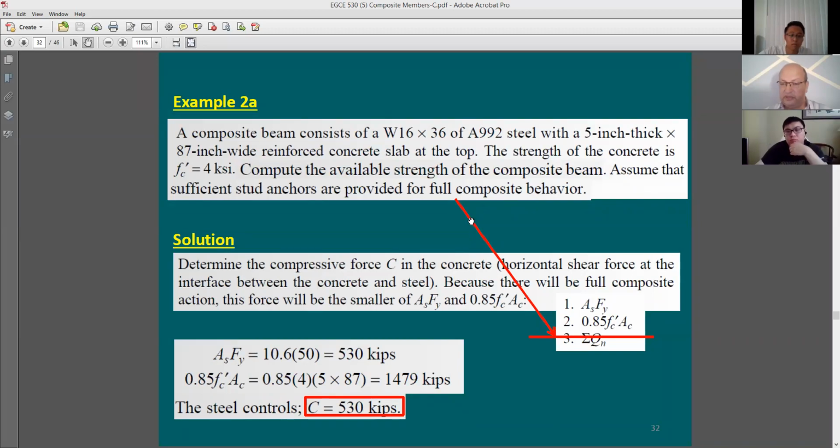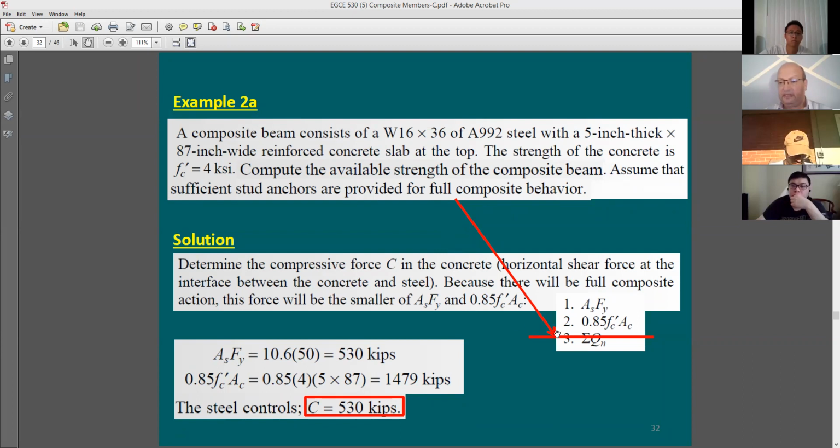So to confirm what I was just talking about now, the maximum tension force that you can develop in the steel beam itself is going to be 530 kips. And the maximum compression of the concrete is going to be 1479 kips. Now the actual compression force in the concrete will not be 1479. This is just what the concrete is able to resist. But the maximum is going to be limited by the amount of tension that you can develop in the steel, because at the end, C needs to be equal to T.